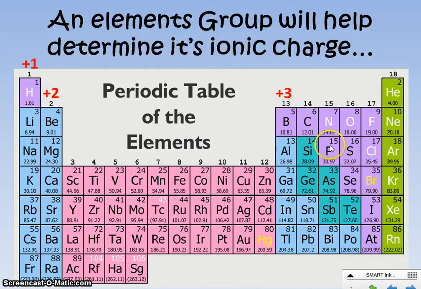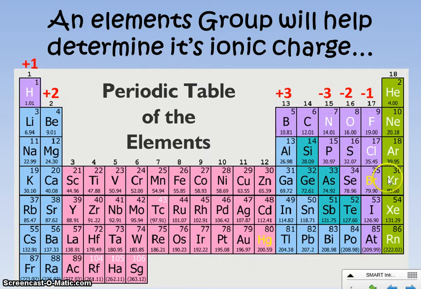Okay. Group 4, it's either going to gain 4 or lose 4. But because we can't really tell if it's going to gain or lose, we usually skip that one as well. So we'll look at group 5. Group 5, they're going to want to gain 3 electrons, and therefore they'll end up with a -3 charge. Group 6, -2 charge. Group 7, all of those will have a -1 charge.